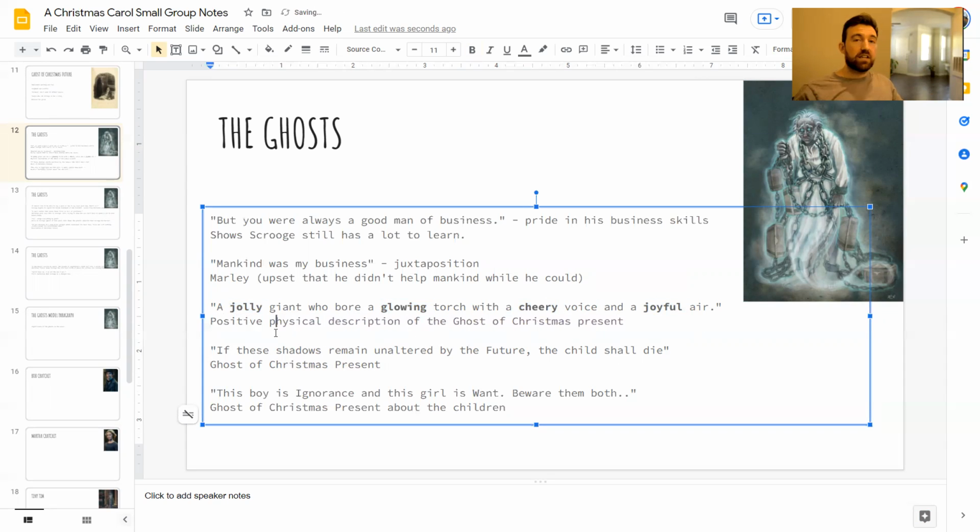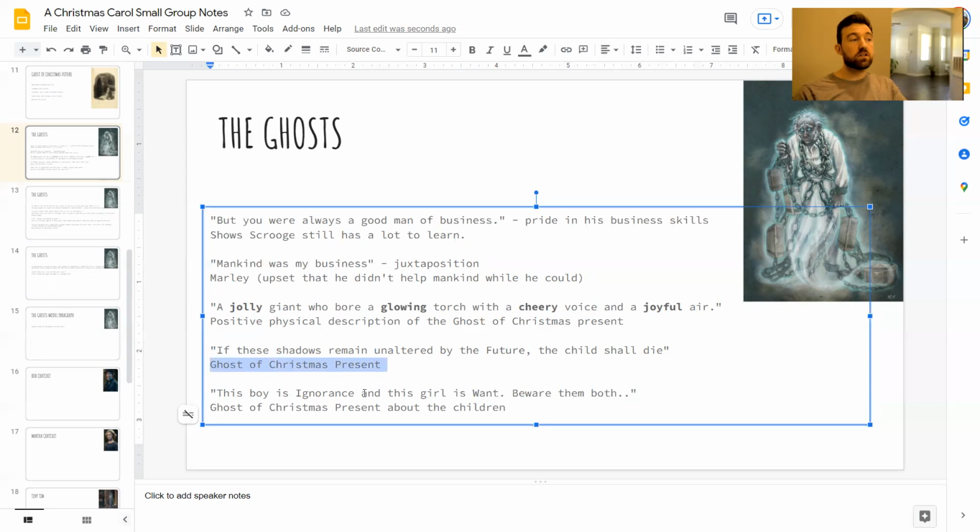And as I said, he represents the abundance and joy of Christmas. So it makes sense that the physical description of him is also abundant and joyful and pleasant. "If these shadows remain unaltered by the future, the child shall die." This is the Ghost of Christmas Present.